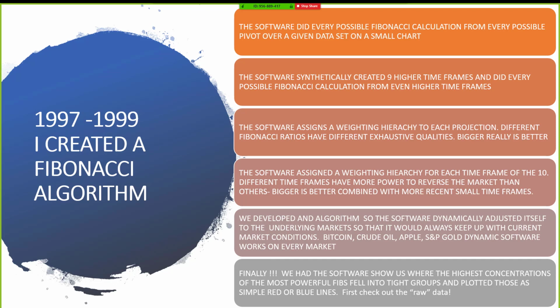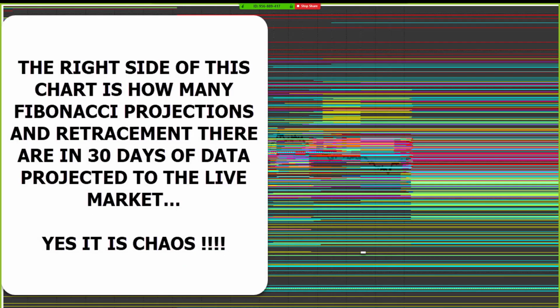I wanted to give you just a quick visual. Check it out. This was our software in its raw state in the 90s, before the algorithms were applied to determine which area was support and resistance. This is a 5-minute S&P chart from the 90s. And as you can see on the right side of the chart, if you plotted every single fib, projection, and retracement that's current, this is what you ended up with.